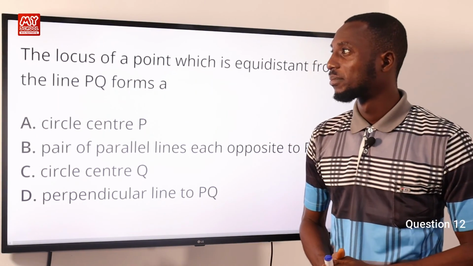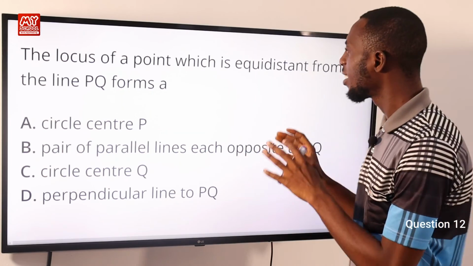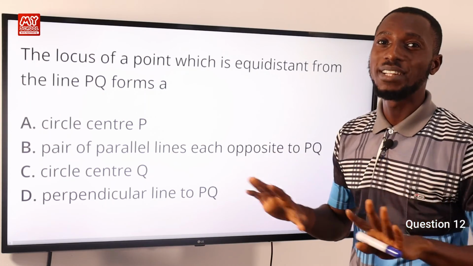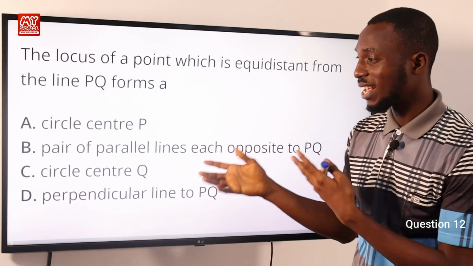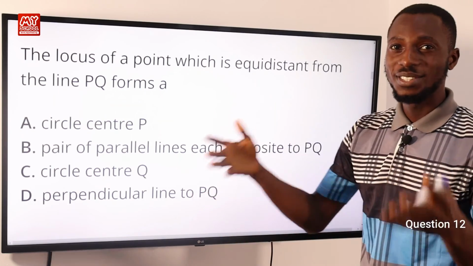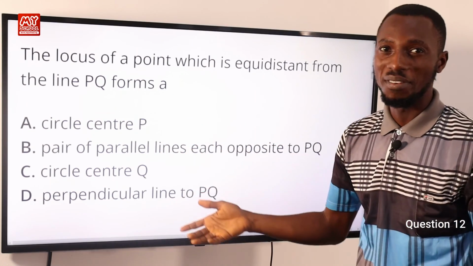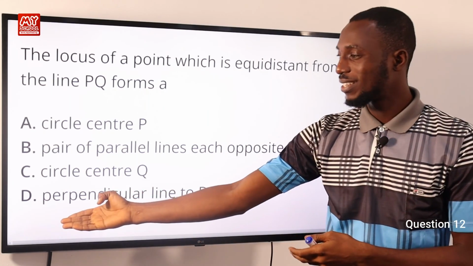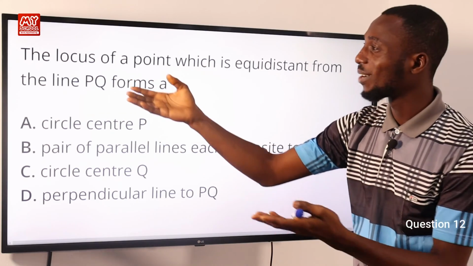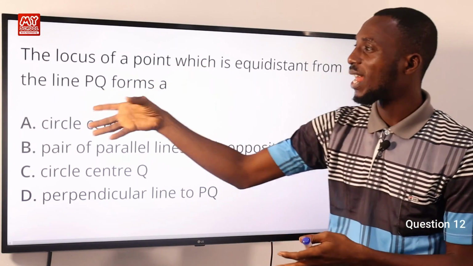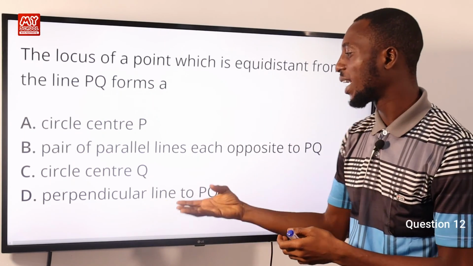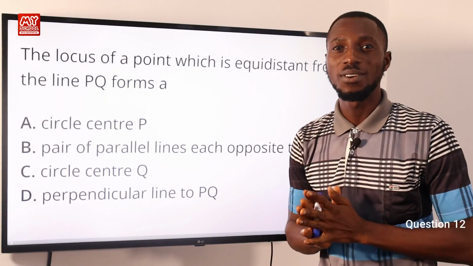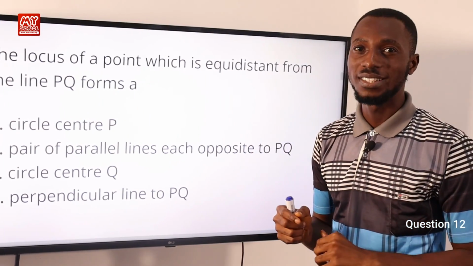Question 12. The locus of a point which is equidistant from the line PQ forms a what? It forms a perpendicular bisector of the segment which is determined. That's just the basic definition for the locus of a point. So when you go through all of these options with me, let's take the definition again. The locus of a point which is equidistant from the line PQ forms a perpendicular line to PQ. So option D is the most accurate option. Option D is correct.